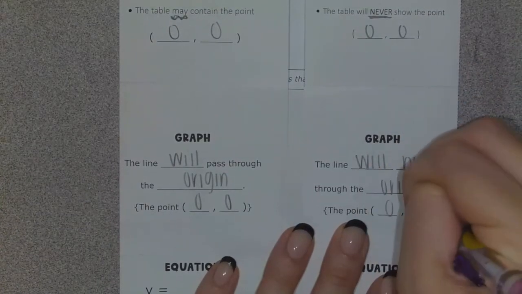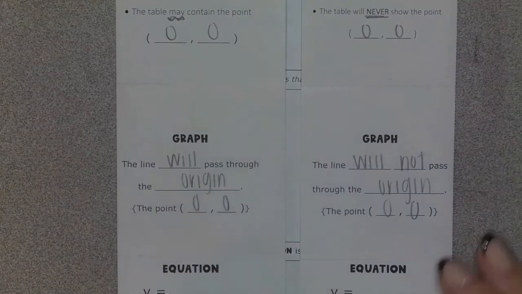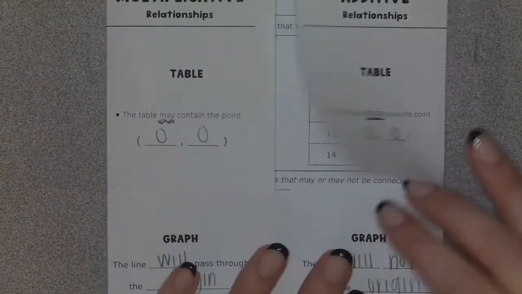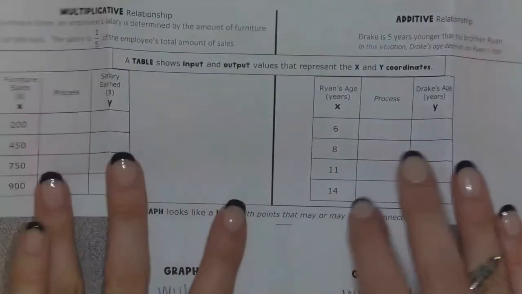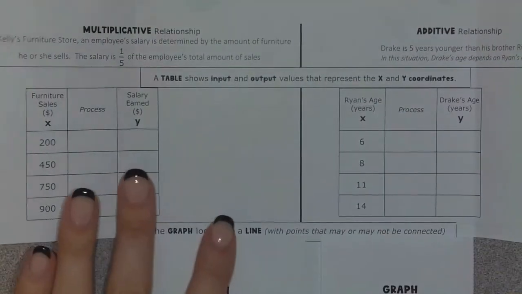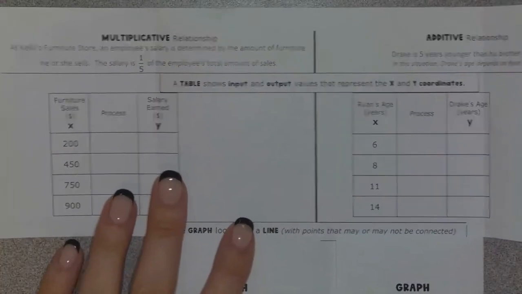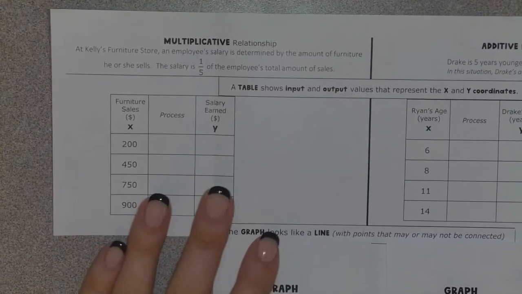Again, point 0, 0. So let's take a look before we move on to the equation at just these two things. I'm going to start with a table. I'm going to zoom out just a little bit so I got some room. All right, so let's start with our multiplicative relationship.